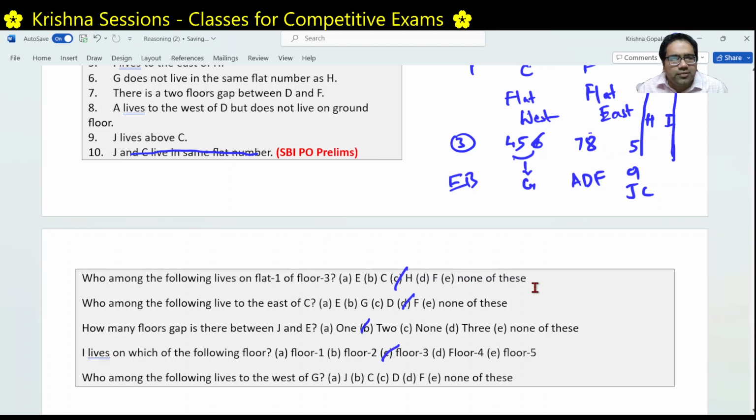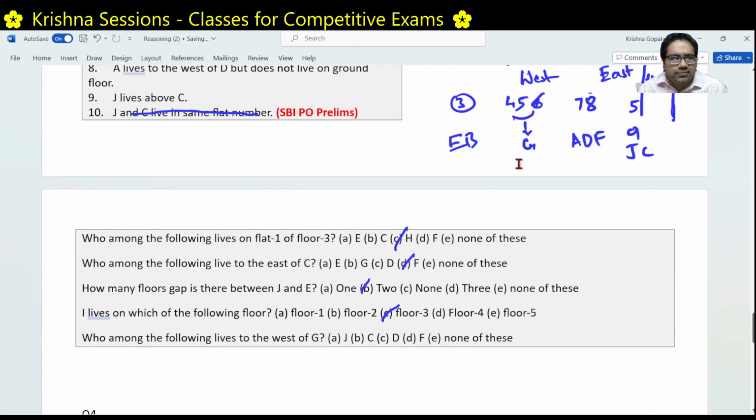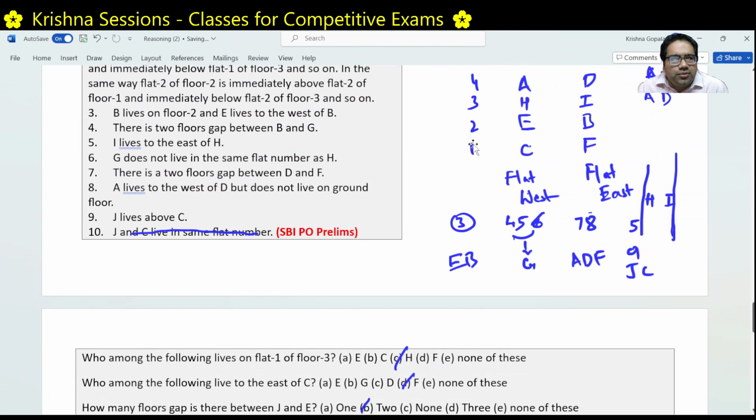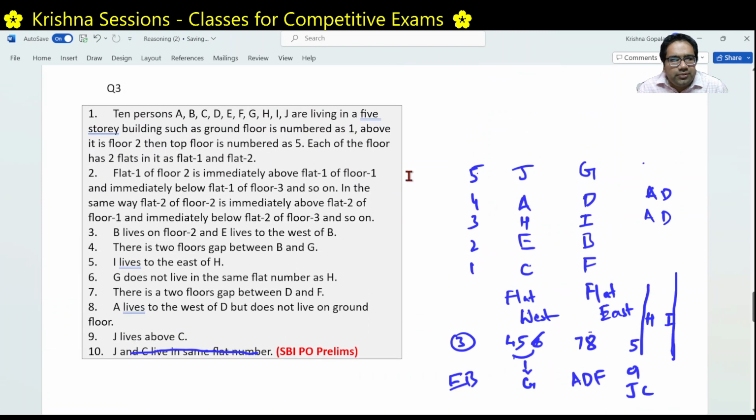Who among the following lives to the west of G? West of G is J, right? West of G is J. Right. See, this one is a very easy problem. There's not much to do. Just that in one of the cases, three conditions we have to take together, and in another case, two conditions we have to take together. Otherwise, this is an easy problem. It doesn't take much time here. So these kinds of problems we can easily address.